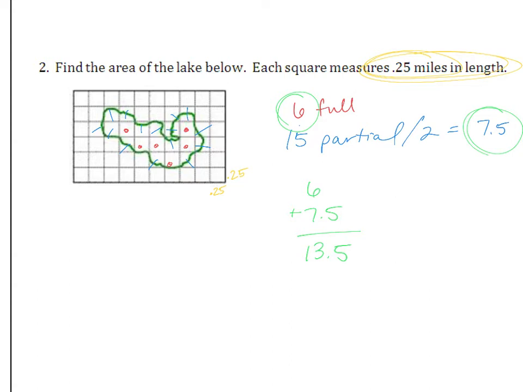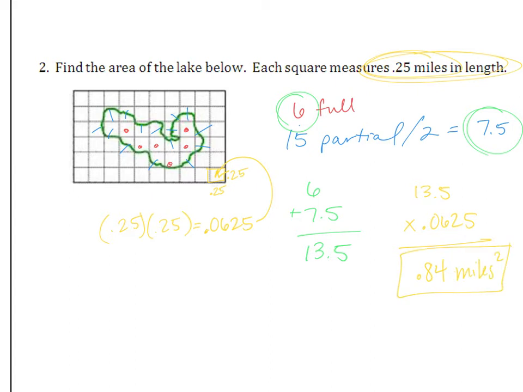If you multiply that, the area, 0.25 times 0.25 is actually 0.0625. So that's going to be the area of 1 square. So for step 4, we're going to take 13.5 and we're going to multiply by 0.0625. And we get 0.84 miles squared.